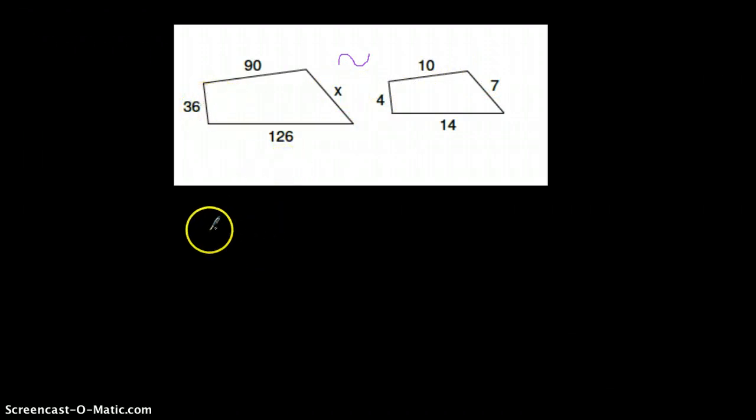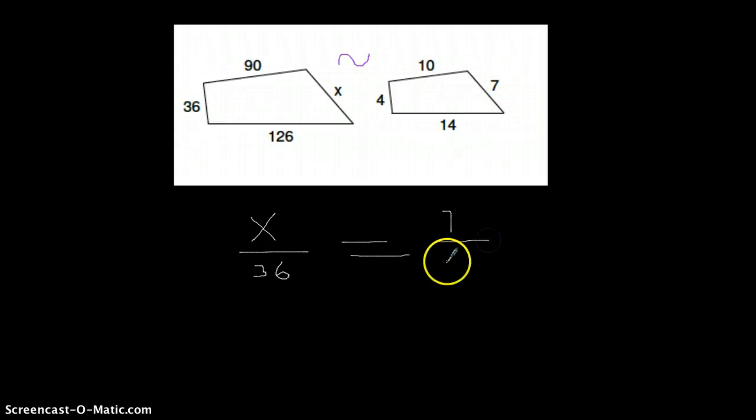So what's going to happen is I'm going to write my first proportion for this object, x/36. And then I'm going to write 7/4. Now if you're to look at this, you'll see that we have corresponding sides here. That 7 and x go together. Oh, and I put a x where there should be a 4.